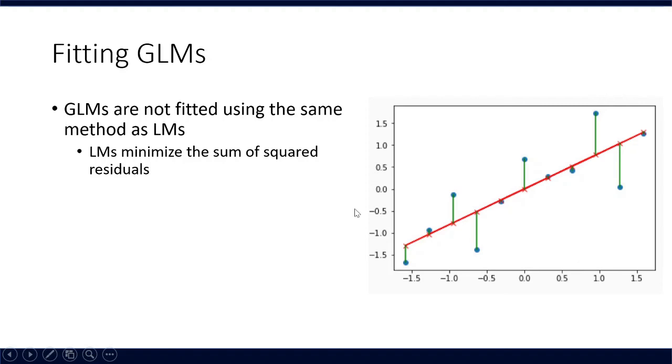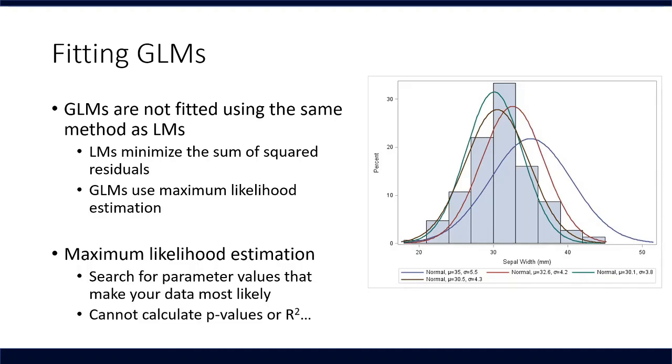Now, this is a simple mathematical formula that's pretty easy to do, which is why linear models do it. But it only really works if your data are normally distributed, if your residuals are normally distributed. Once we violate that assumption, we can't really use this sum of squared residuals approach. We need to use something different. And so GLMs, when they fit themselves to your data, are using what's called maximum likelihood estimation. Now, maximum likelihood estimation is way beyond the scope of this course, but it's important to at least understand generally what it is, and the implications that it has.